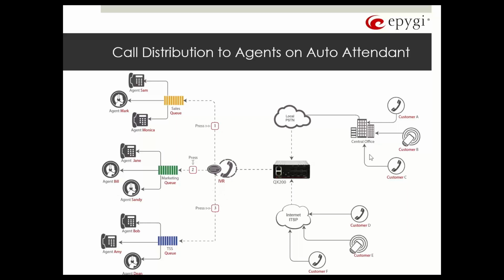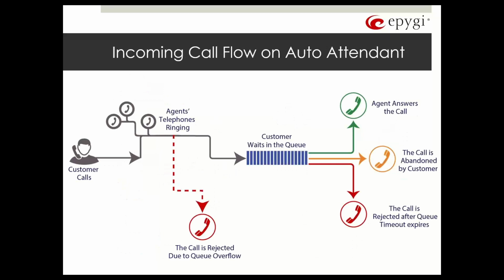So here's an example. You've got calls coming in from the outside, either through the POTS lines or through the SIP trunks. Calls come in and reach the auto tenant with the interactive voice response, and then they could press, for example, 1 for sales, 2 for marketing, 3 for support, and then the calls are presented to the agents. Okay, here's an example of an incoming call. Customers call in, the agents' phones begin to ring.